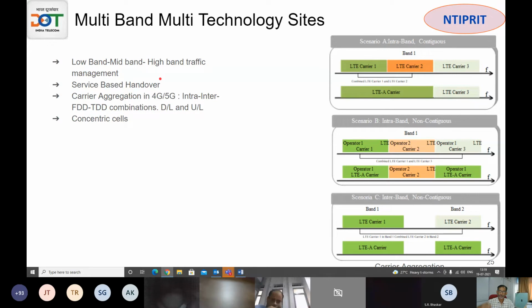And subsequently, if a lot of data demand is there, you will be able to push some voice customers from a higher band to a lower band also, which is called service-based handover, so that more resources are available in a data-friendly carrier, data-friendly technology, and data services are provided to the maximum number of customers in 4G, and voice services are given in 2G. So this kind of technique has evolved in the system for traffic management.